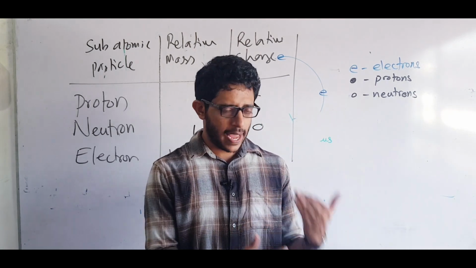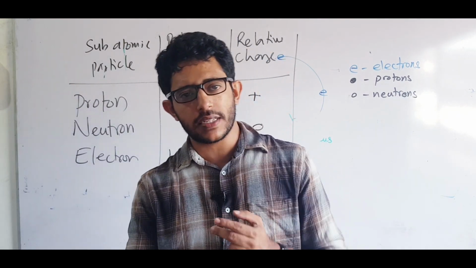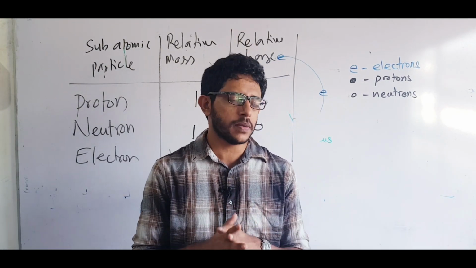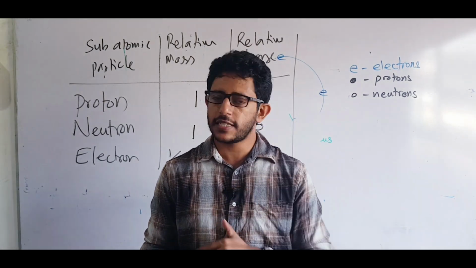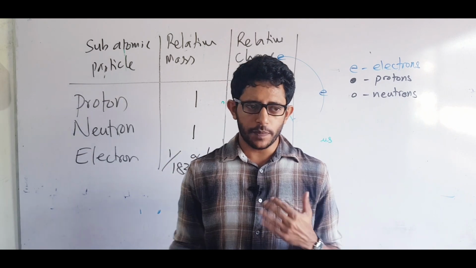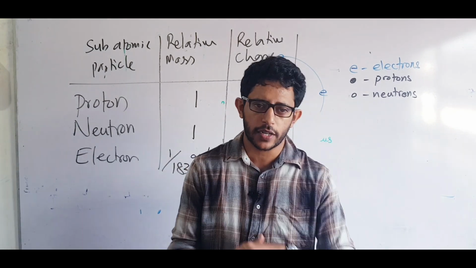So they have the same chemical properties, but their physical properties such as density, mass, volume would be different, very slightly different. So isotopes have similar chemical properties. Why? Because they have the same number of electrons.